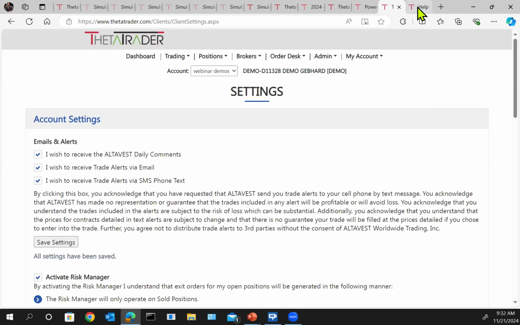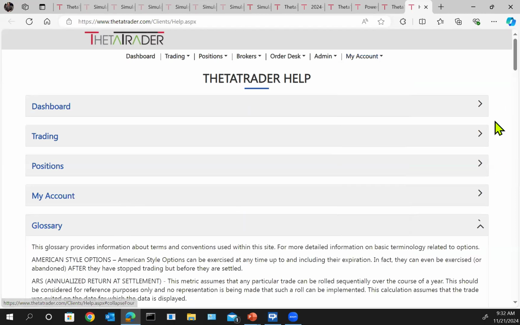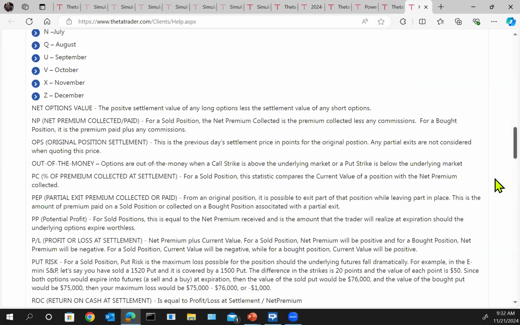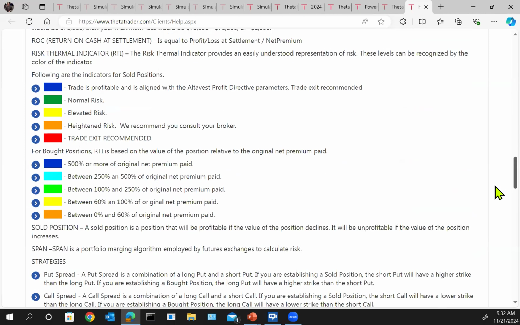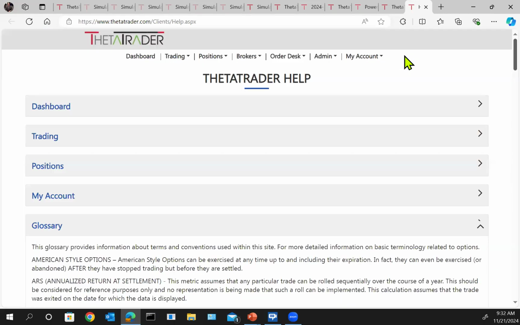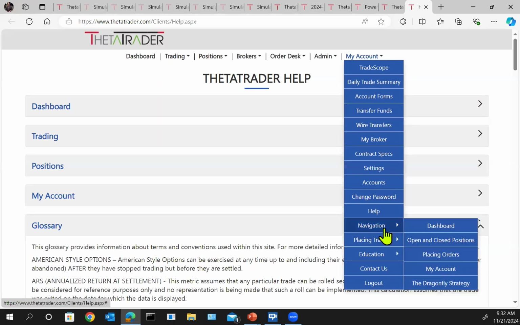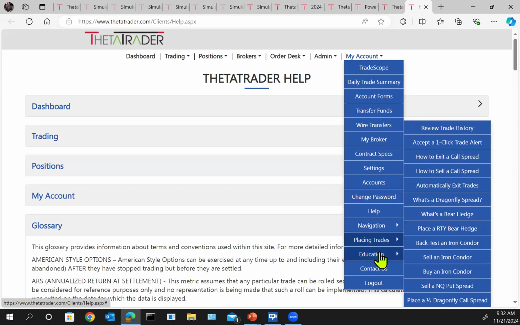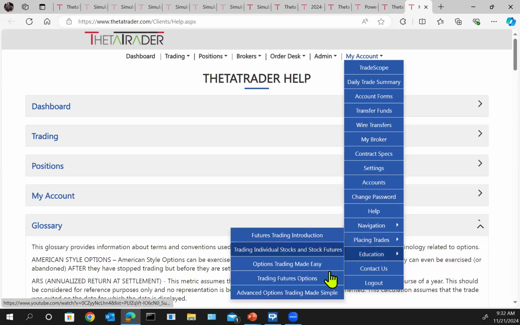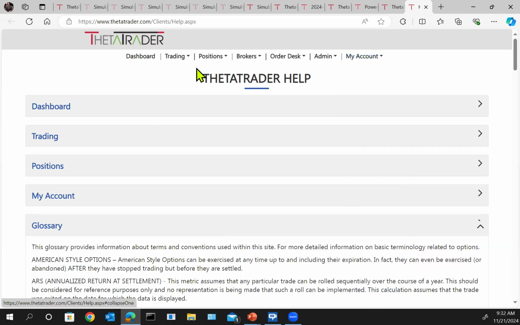And then also there's a great help file here, and there's a great glossary. If you want details on, I know I'm going quickly, but we don't have to get into all this, all the color coding and what that means, and all the definitions for all the spreads, that's all here. And there's also videos here. These are all like 2-3 minute short videos on how to navigate ThetaTrader, how to place the trades, and then here's some educational videos as well. So this is a great resource. It's all embedded here within ThetaTrader. Everything you need is part of ThetaTrader.